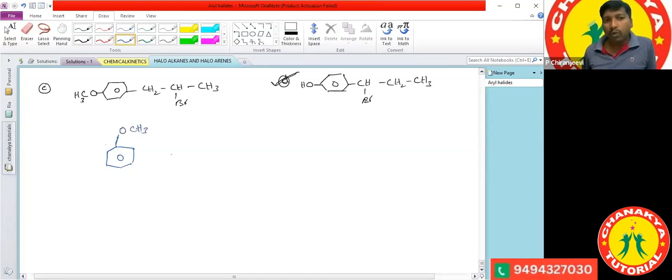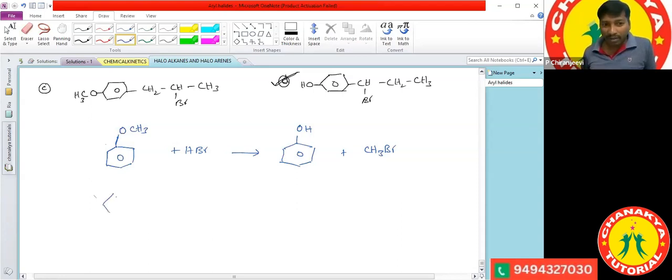the OCH3 group is there. If the OCH3 group reacts with hydrogen bromide, this one is converted into phenol, and bromine is going to be attached to the alkyl group. Then it becomes CH3Br. This is the one step reaction here. Okay, and what is the other step in this one?